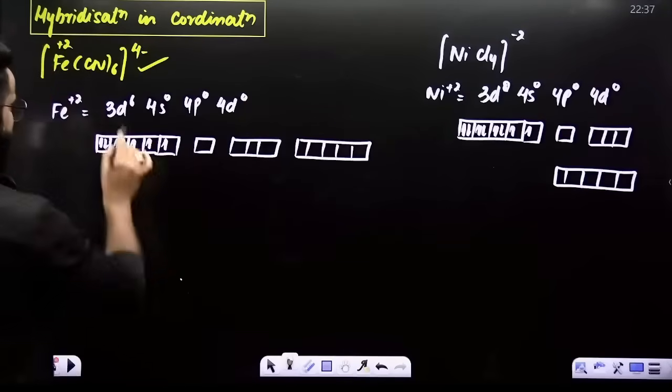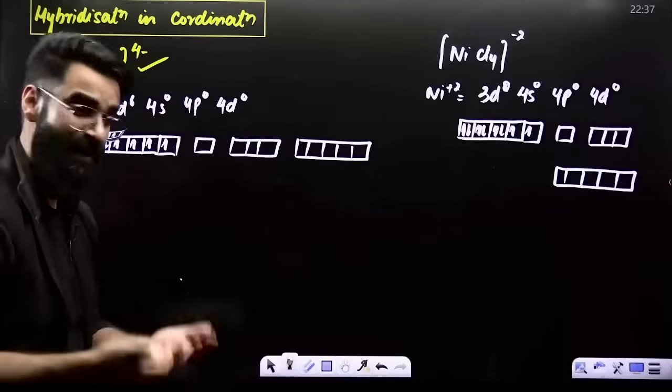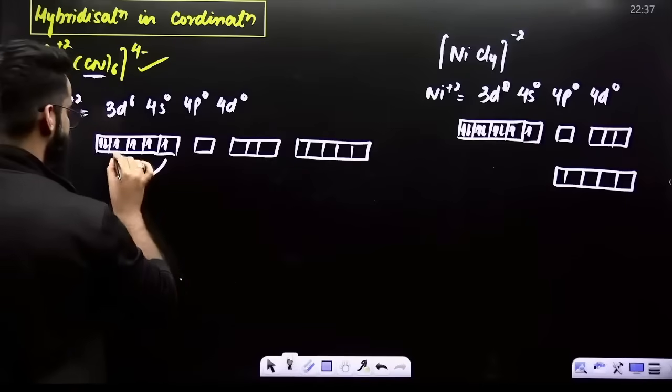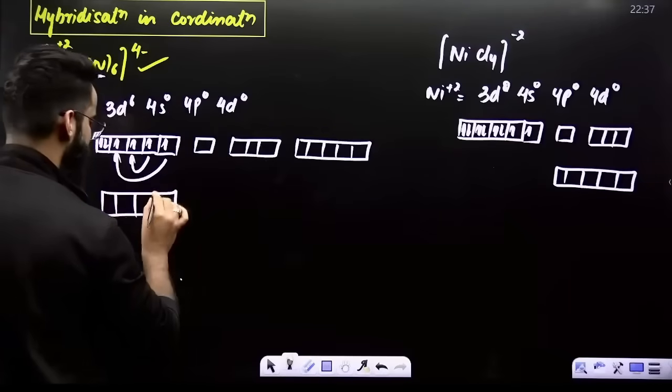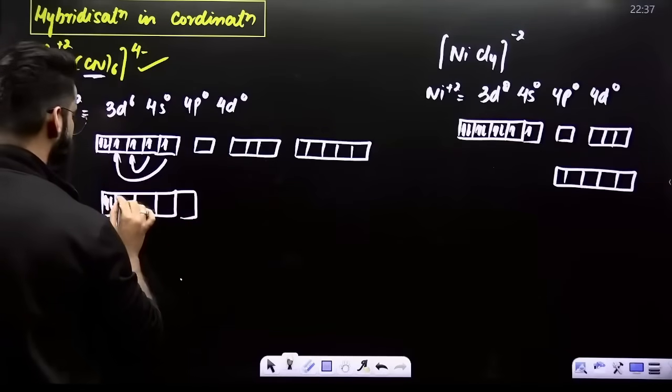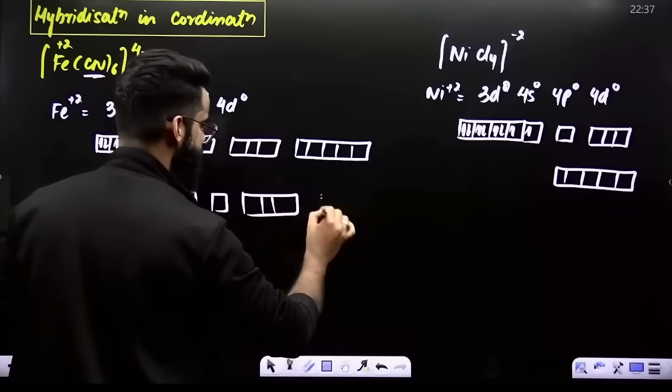Now, look carefully. This cyanide is a strong field ligand. Remember, a strong field ligand always causes pairing of electrons. So there will be pairing of electrons here. One will go here, one will go here. So the new configuration after the pairing is done will be 1, 2, 3, 4, 5, 6. And this is S, this is P, and this is D.